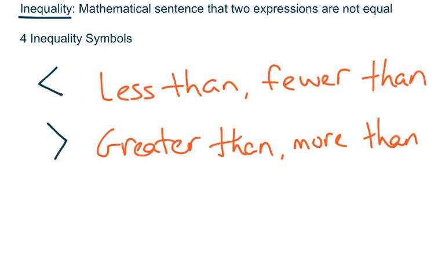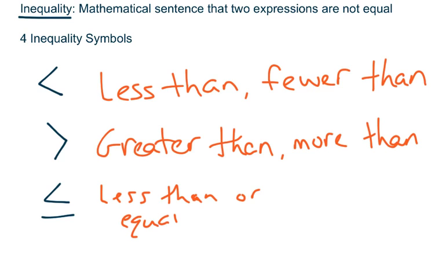The third inequality symbol, less than or equal to. Let's write this a little smaller. Less than or equal to. There's no way you could be less than and equal to, but you could be less than or equal to. Two other phrases go with less than or equal to: at most. So if I can have at most 7 people in my car, that means I could have 7 or fewer. I couldn't go over that.